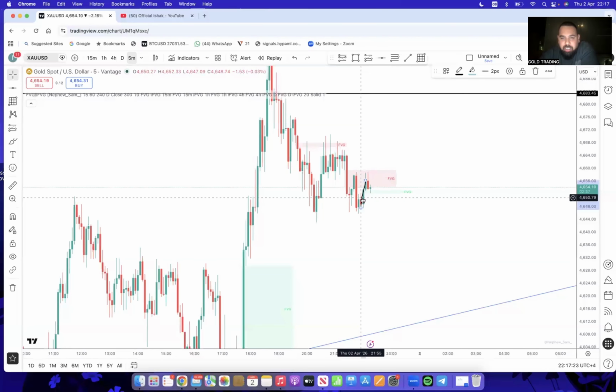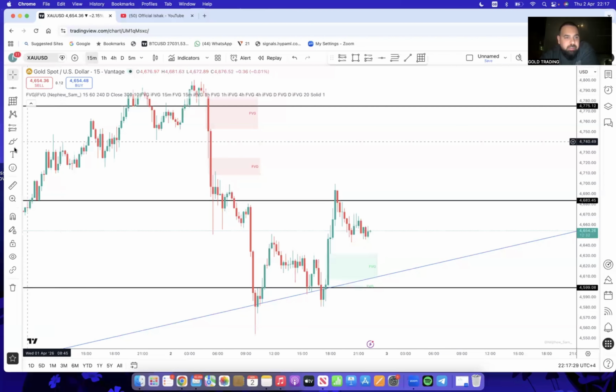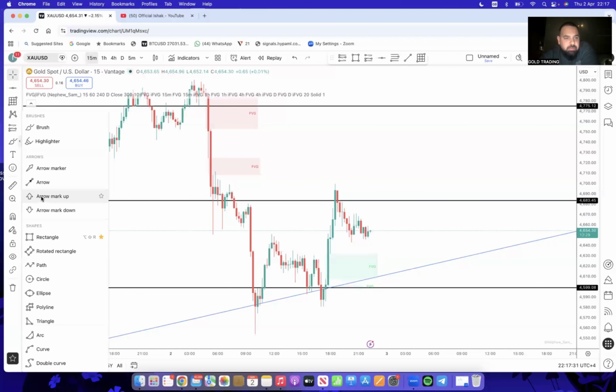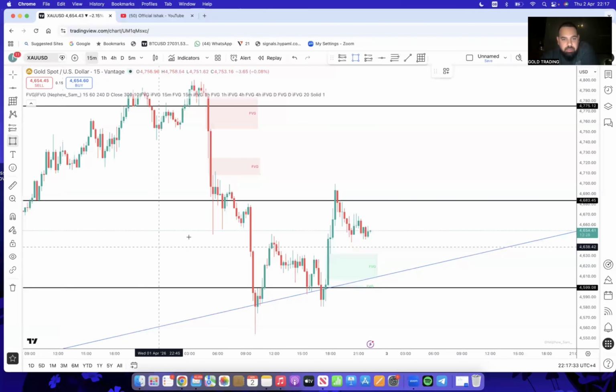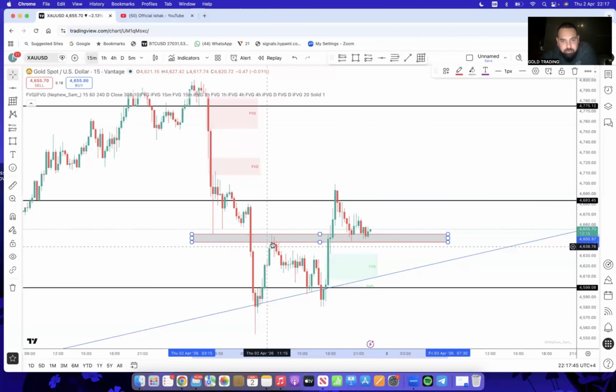So I accidentally deleted my zone. Let me go back to my 15 minutes so I can get that back clear as day. Which was here. Wick to the wick. So from the body to the wick, touches that wick over there and does all of this as well. Cool.